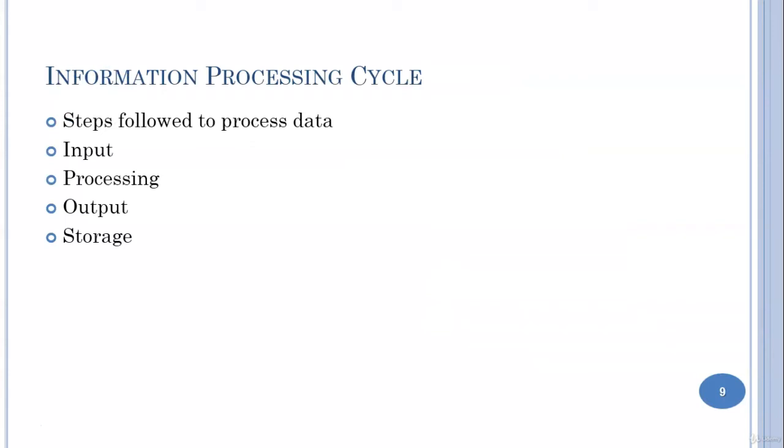Now let's see what an information processing cycle is. The information processing cycle is the sequence of steps followed by a computer to process the data. What are these steps? These are number 1 input, number 2 processing, number 3 output, and number 4 storage.